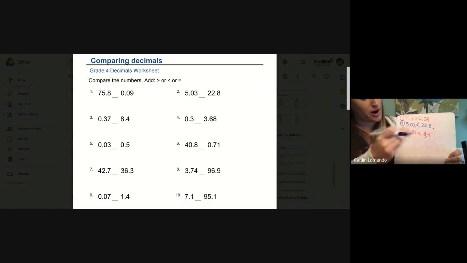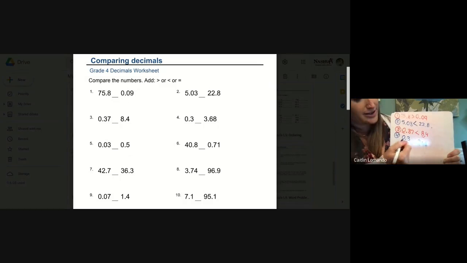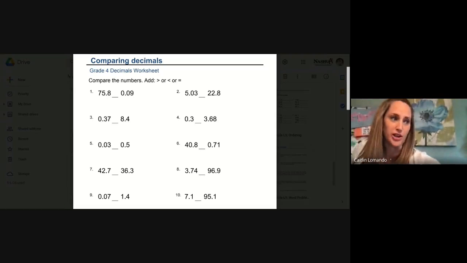Let's look at number 4. We have 3/10 and we have 3 and 68 hundredths. Well, if we just look before the decimal point, 0 or 3, which one's bigger? That's easy, 3. Now, there will be times when we have to look at the decimals. There's no way around that. And our next problem, problem number 5, is similar to that. So let's take a look at that one.